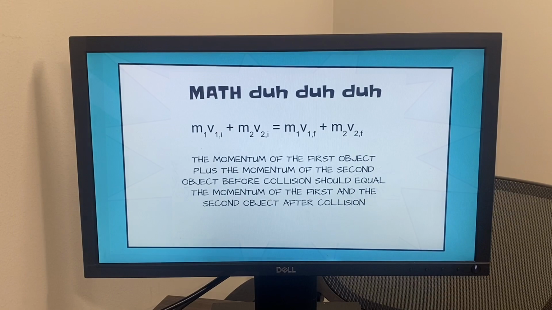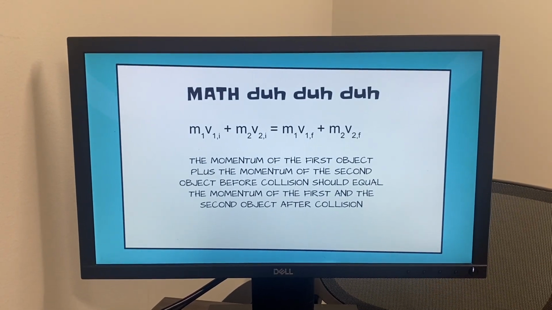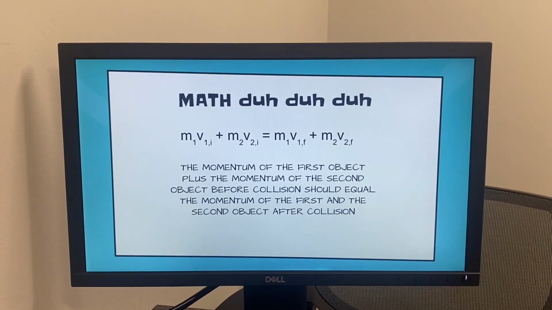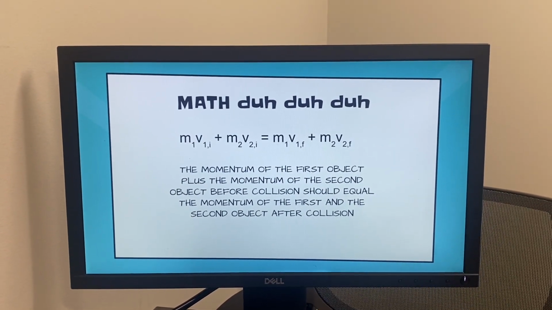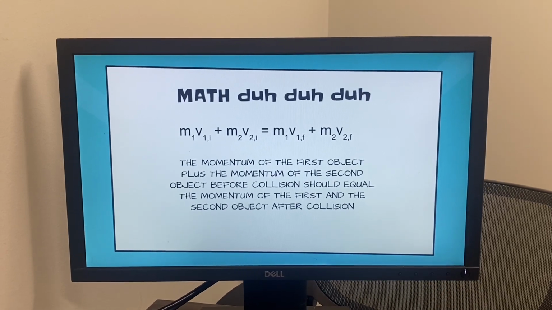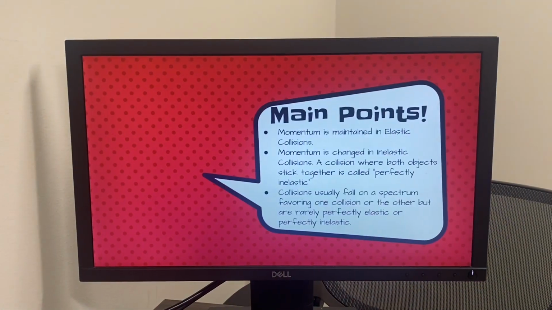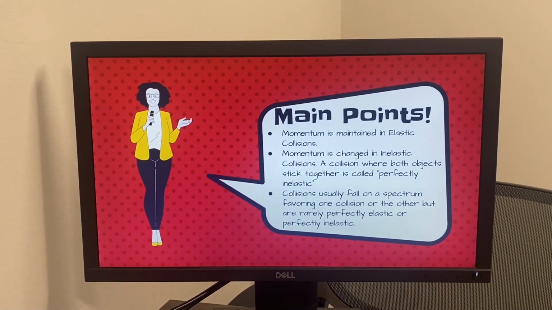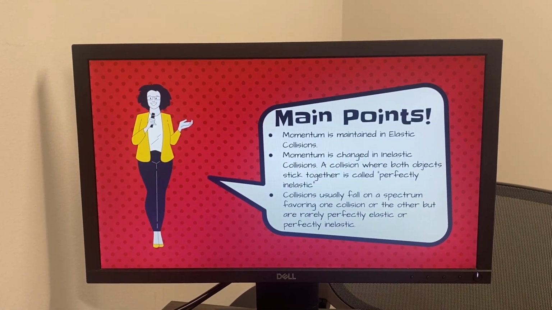This is the mathematical equation that represents an elastic collision. The momentum of the first object plus the momentum of the second object before the collision should equal the momentum of the first and the second object after collision. To summarize, momentum is maintained in elastic collisions, whereas momentum is changed in inelastic collisions.